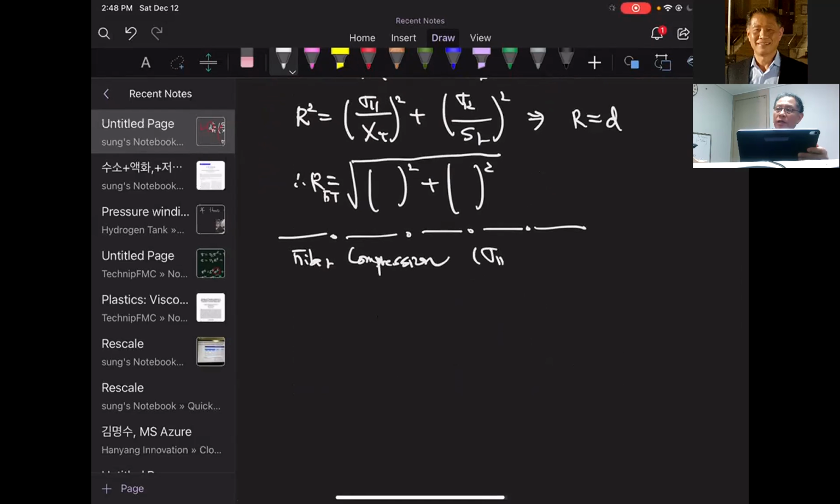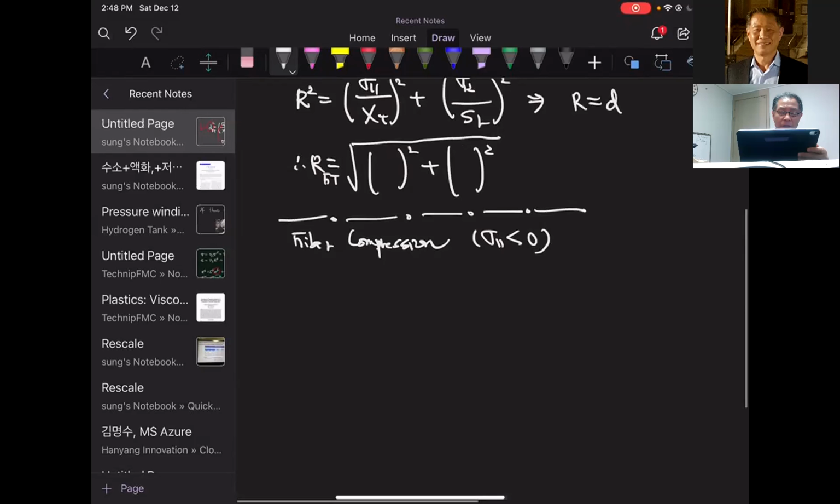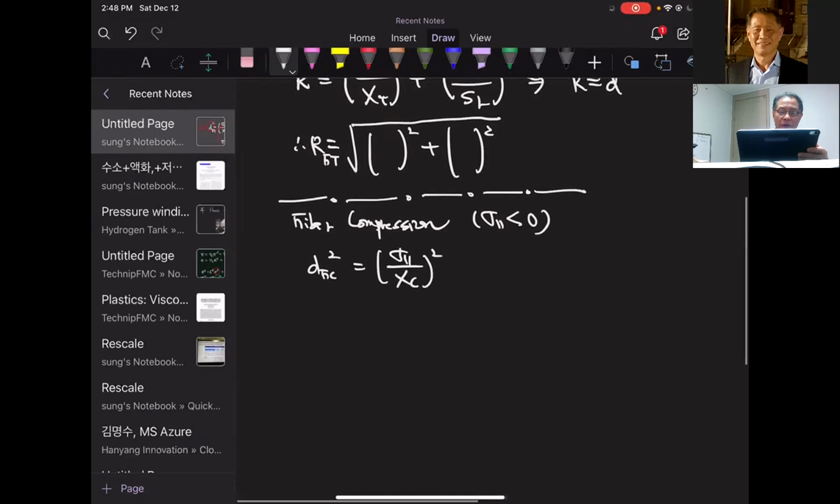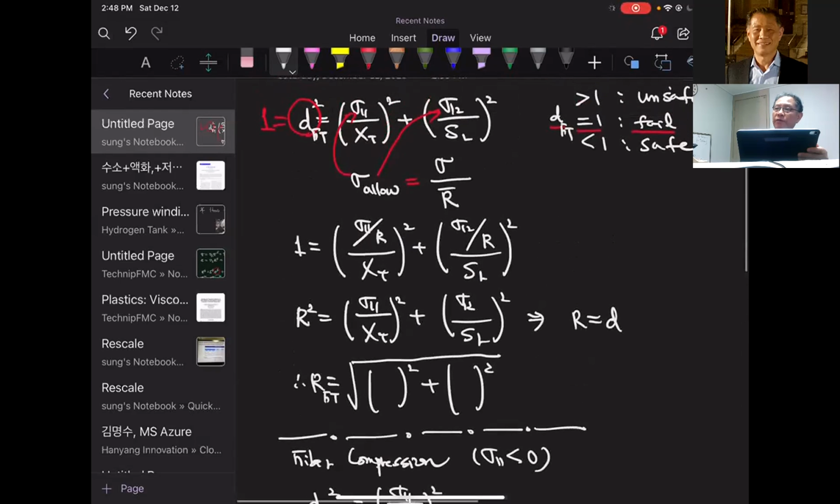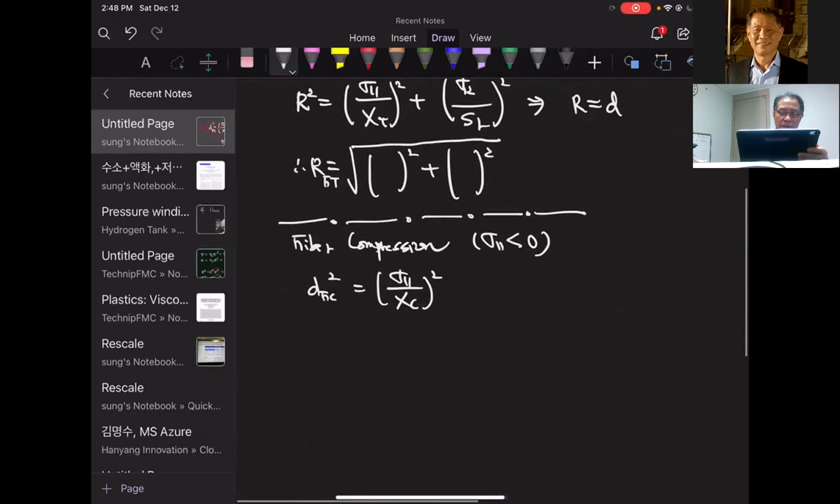When sigma 11 is negative, the fiber compression scale D is simply sigma 11 divided by XC. So if we do the same procedure as before, then we can simply say the R for fiber compression will be the absolute value of sigma 11 divided by XC.